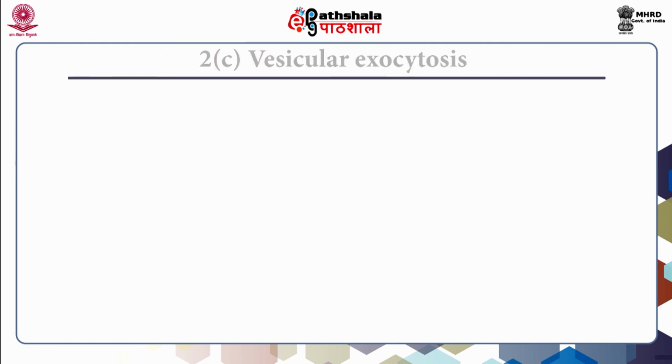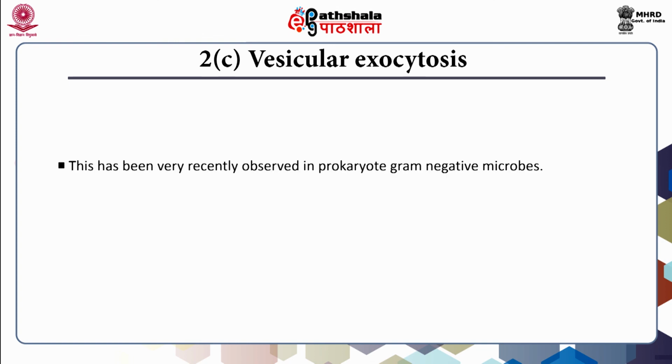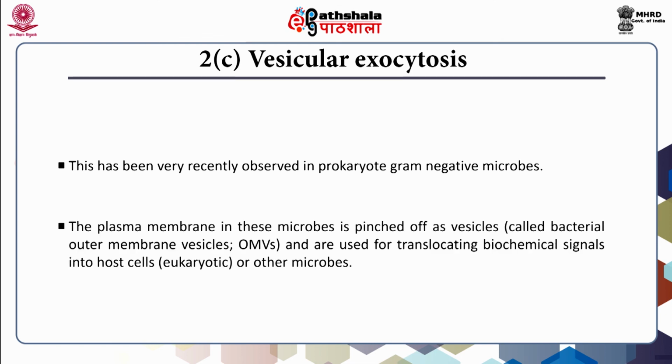Now we will see what is vesicular exocytosis. This has been very recently observed in prokaryotic gram-negative microbes. The plasma membrane in these microbes is pinched off as vesicles called bacterial outer membrane vesicles and are used for translocating biochemical signals into host cells or other microbes.